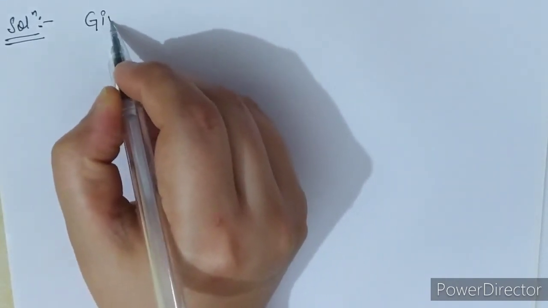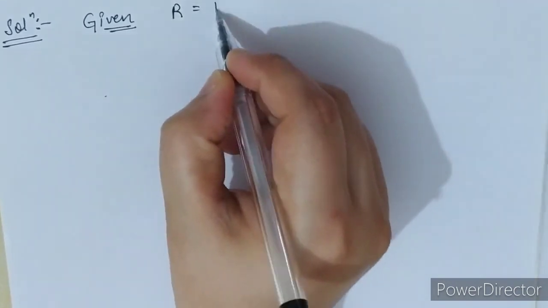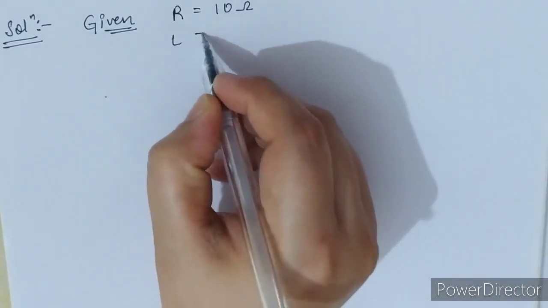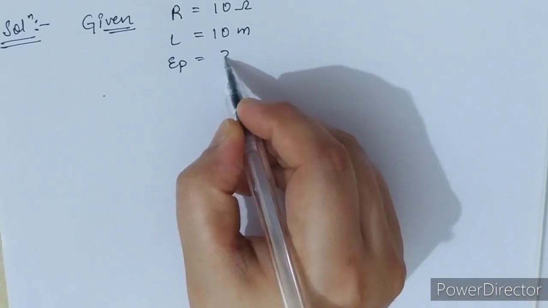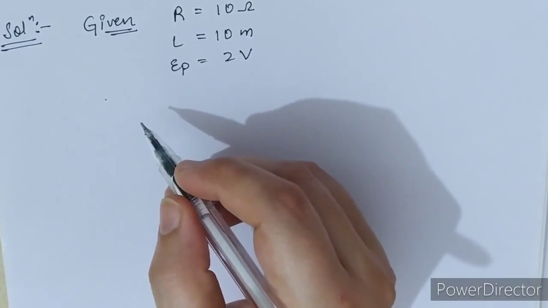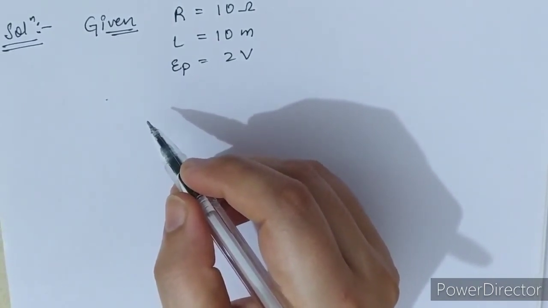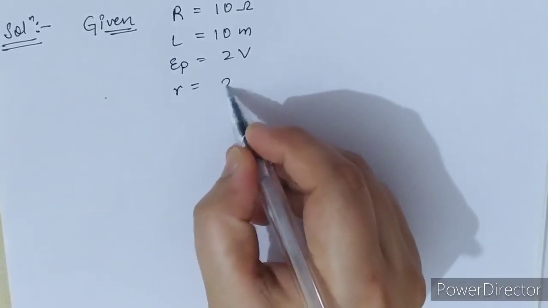So first of all, we have to write all the given values so we can easily apply the formulas. Here the resistance value given is 10 ohm, length is 10 meter, EMF of the primary cell is 2 volt, and the internal resistance given is 2 ohm. So first of all, we have to find the value of the potential gradient.